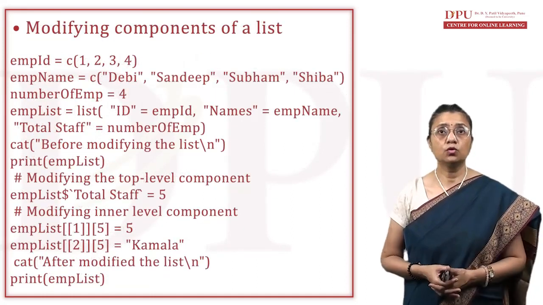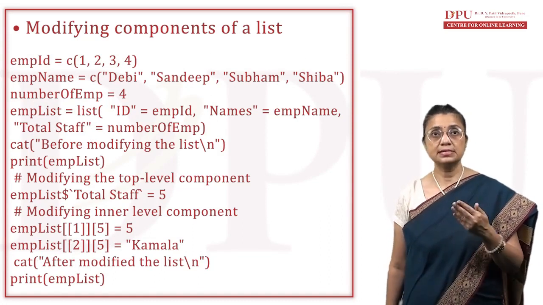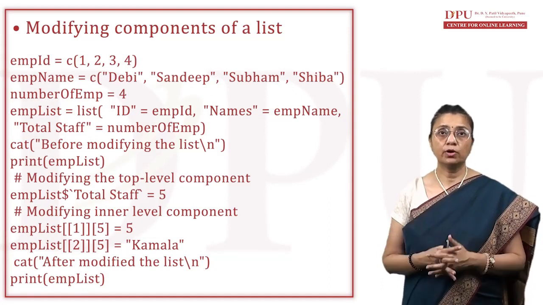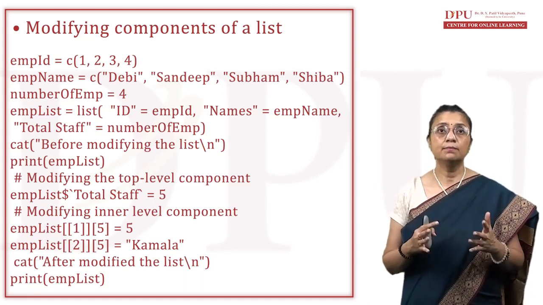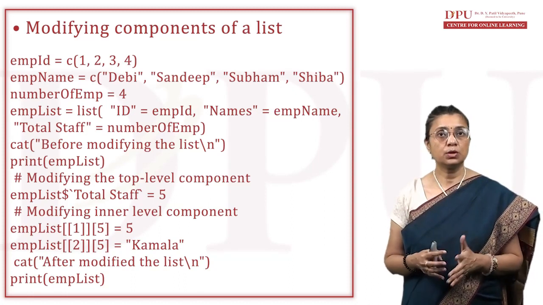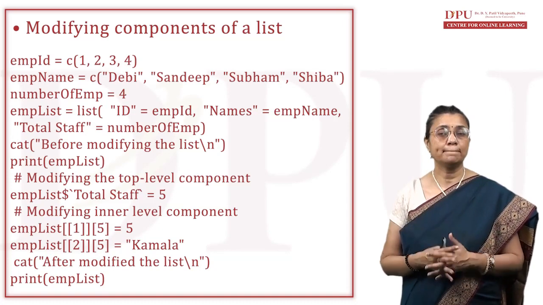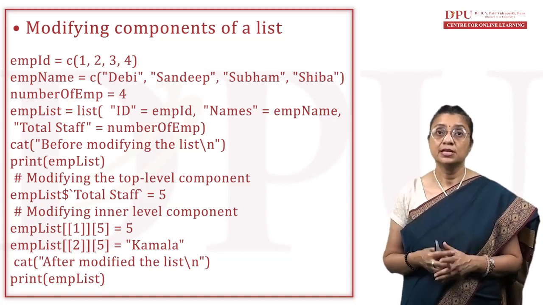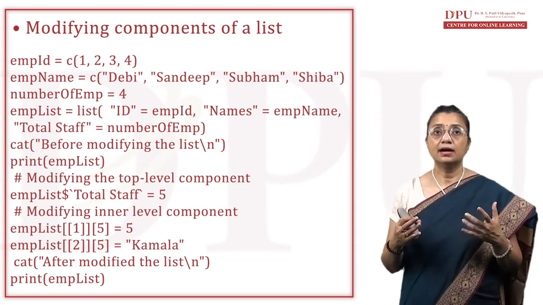Now, let's have a look at modifying the components. You can see over here in the code, there is employee ID, which is having the value 1, 2, 3, 4. There is employee name, which is having the values Devi, Sandeep, Shubham, and Shiva. And then number of employees, which is equal to 4. Then we have emplist, which is equal to list. Within the parenthesis, we are passing ID equals emp ID, names equals emp name, and total staff equals number of employees. So basically, we are naming each and every component of the list. And after that, what do we do?